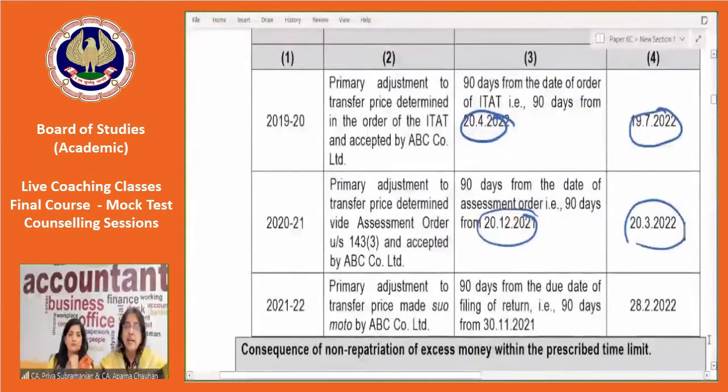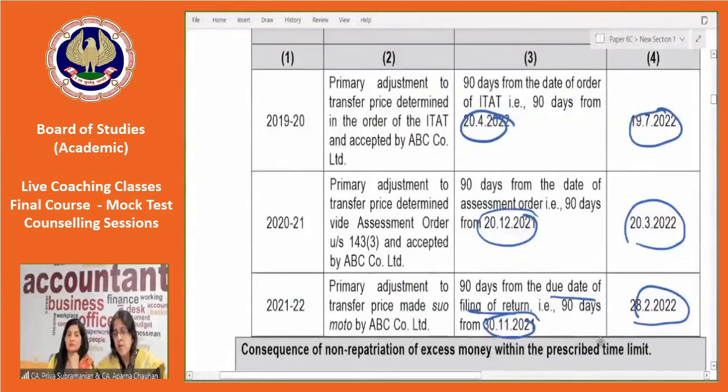Then the third one, AY 21/22, it's suo moto. Since it's suo moto, you have to compute it from the due date of filing return. From 30/11/21, you have to do it, and that comes to 28/2/22. Don't make the mistake of doing it from the actual date of filing return. It's from the due date of filing return. So this is a very easy question.